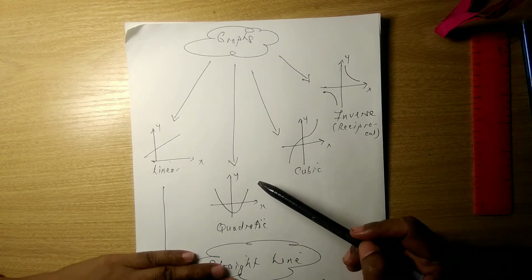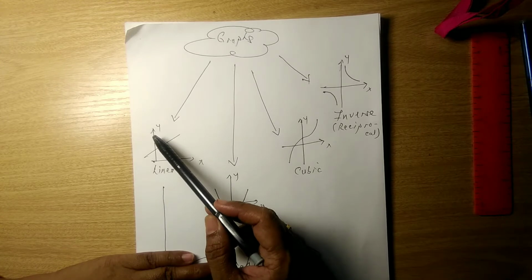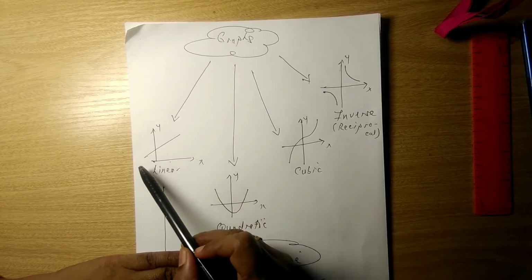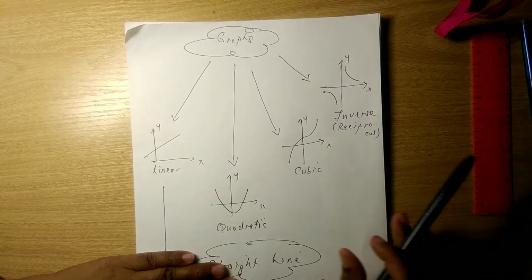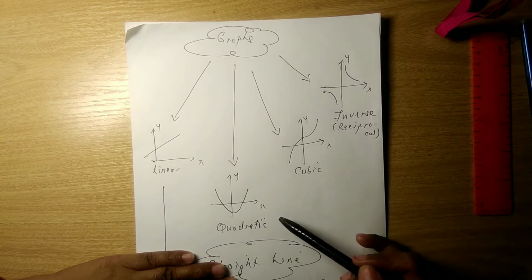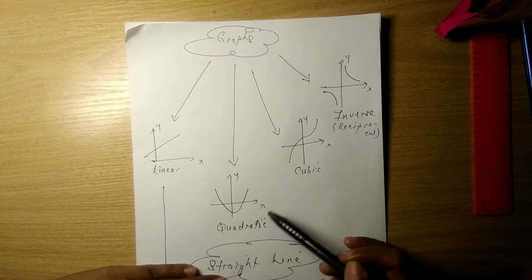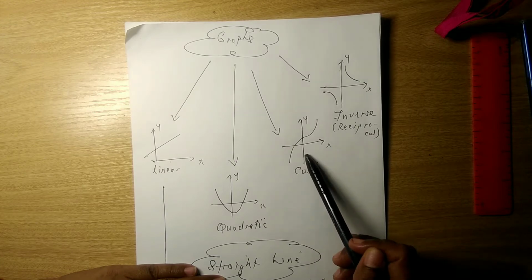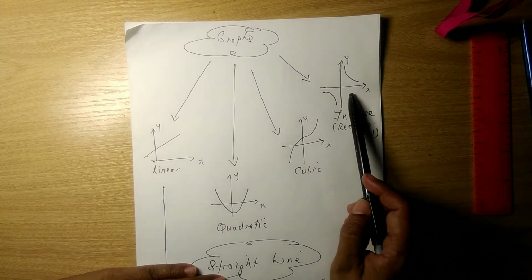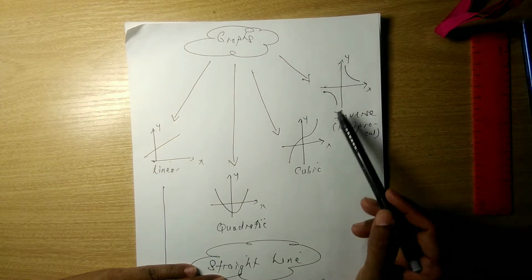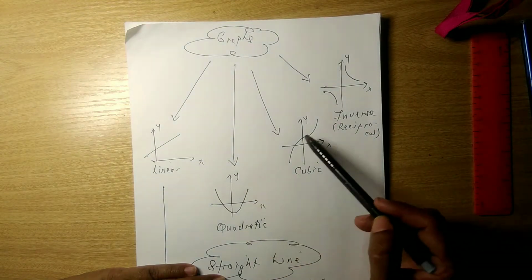If you have a graph of this sort, this is known as a linear graph. This is called a quadratic curve. This is a cubic curve. And this is an inverse graph or a reciprocal graph. So we have seen all these four types.